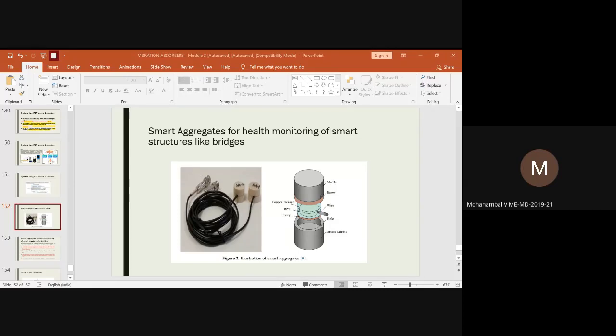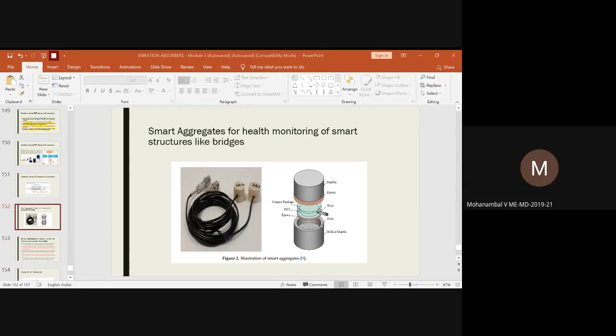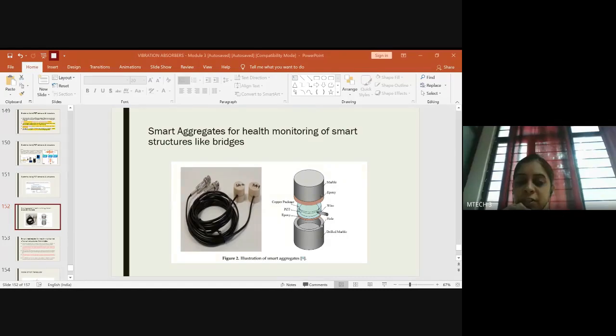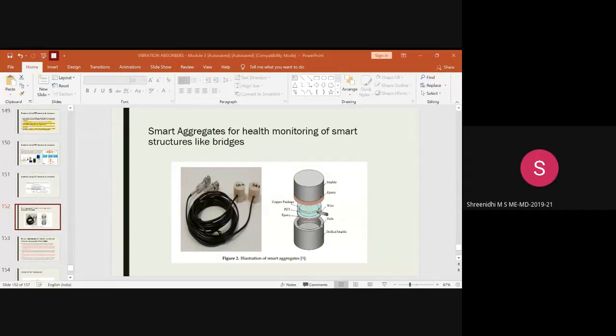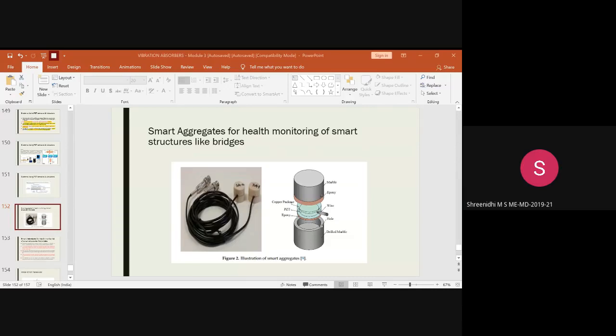How did you feel about today's class? What is the importance of smart structures? Why is there a need for smart structures? Who is going to answer me, Srinidhi or Mohan number? Ma'am, we studied today about the PZ sensor and actuators, ma'am. Two concepts we studied.